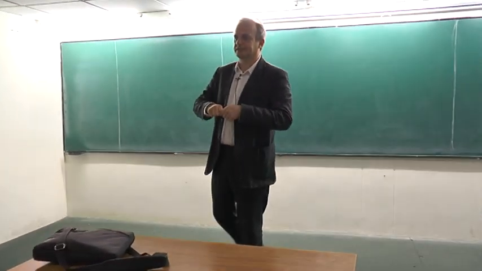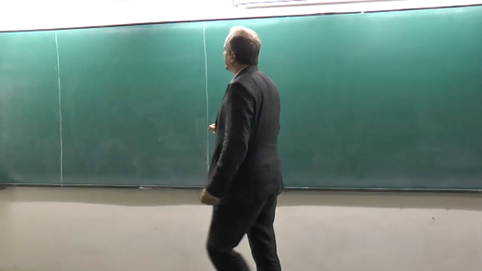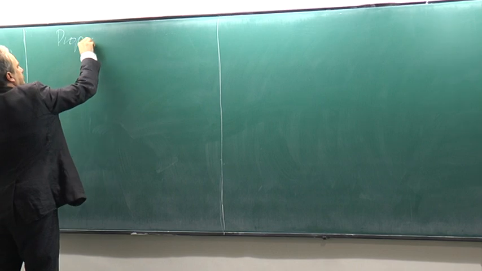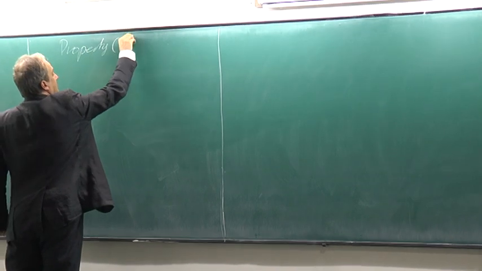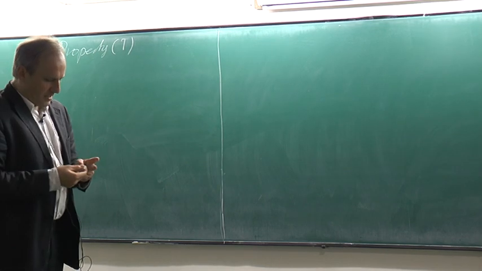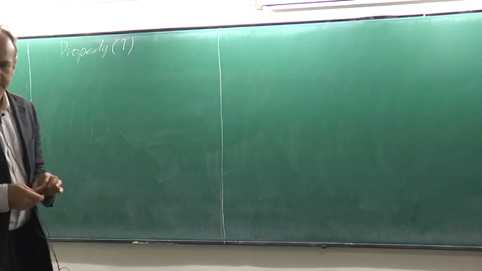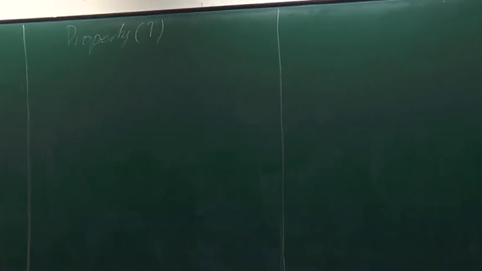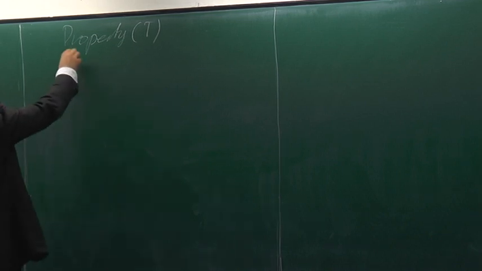Okay, so maybe we can start. Today we'll talk about property T, which is the second topic of this lecture series. This property is supposed to be the opposite behavior to amenability. Okay, so let us start with definitions.